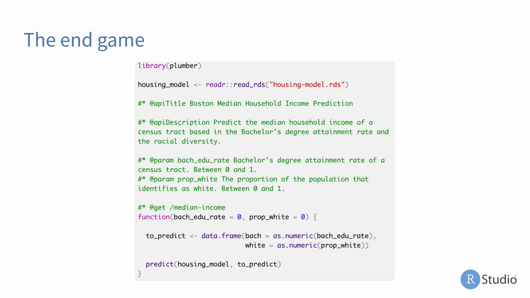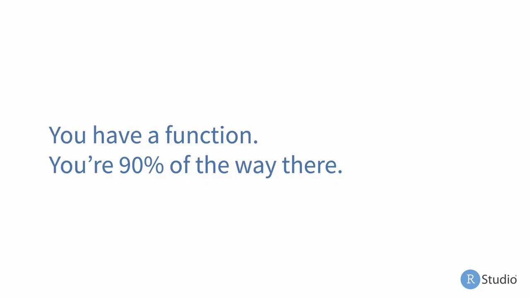I want to start with the end game here. This is where we're going. This is all we need to create an API that can serve up model predictions. This is it. And from here, we're going to work backwards. All right, so now that you have this prediction function, you're 90% of the way there. The last 10% is just so easy.